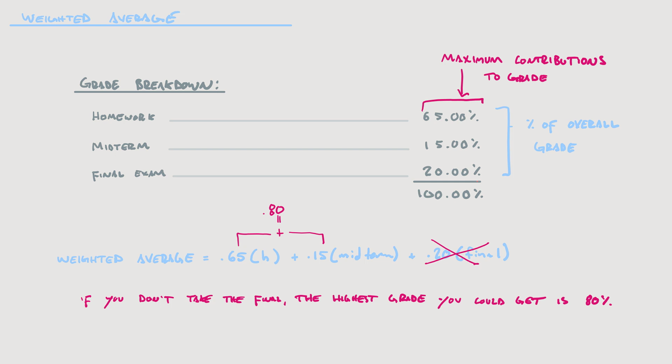Okay, so another example is if you decide not to take the final for whatever reason, then that 20% you just lose out on. So the highest grade that you could get would be an 80%, but that's assuming that you get 100% on all of your homework assignments and 100% on the midterm. Okay, so I hope that makes sense. Let's do an example.